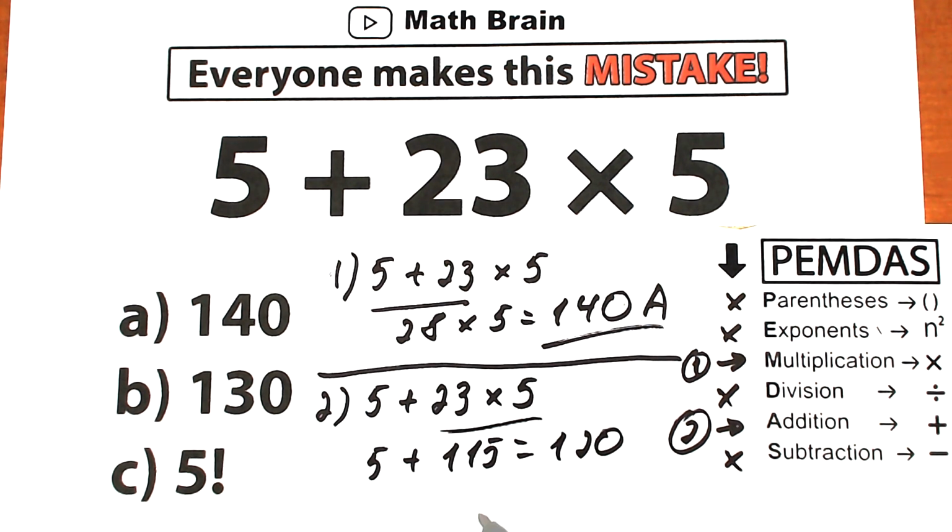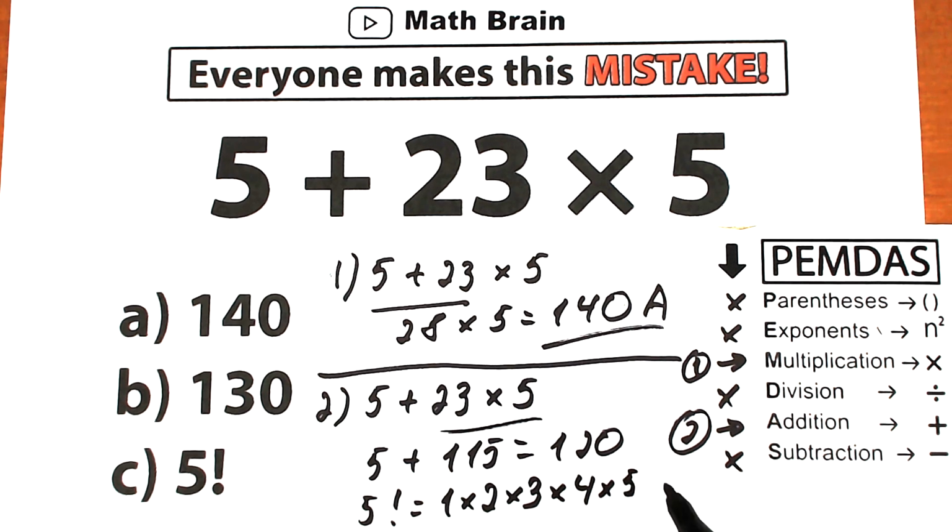But as you can see, we don't have this option. Option A is 140, option B is 130. But let's look at option C, 5 factorial. What does 5 factorial mean? We should multiply 1 times 2 times 3 times 4 and times 5. If we multiply all this, in the end we have 120. A lot of students all the time argue with each other about that, because one part of students say that option A is the correct answer, and another part say that option C is the correct answer.